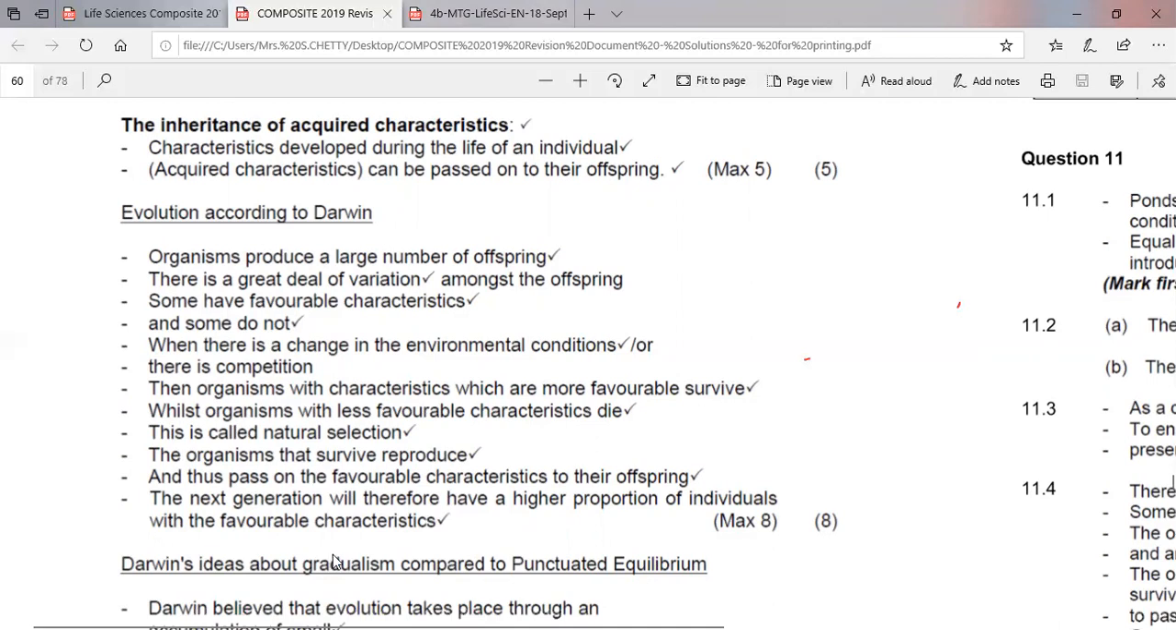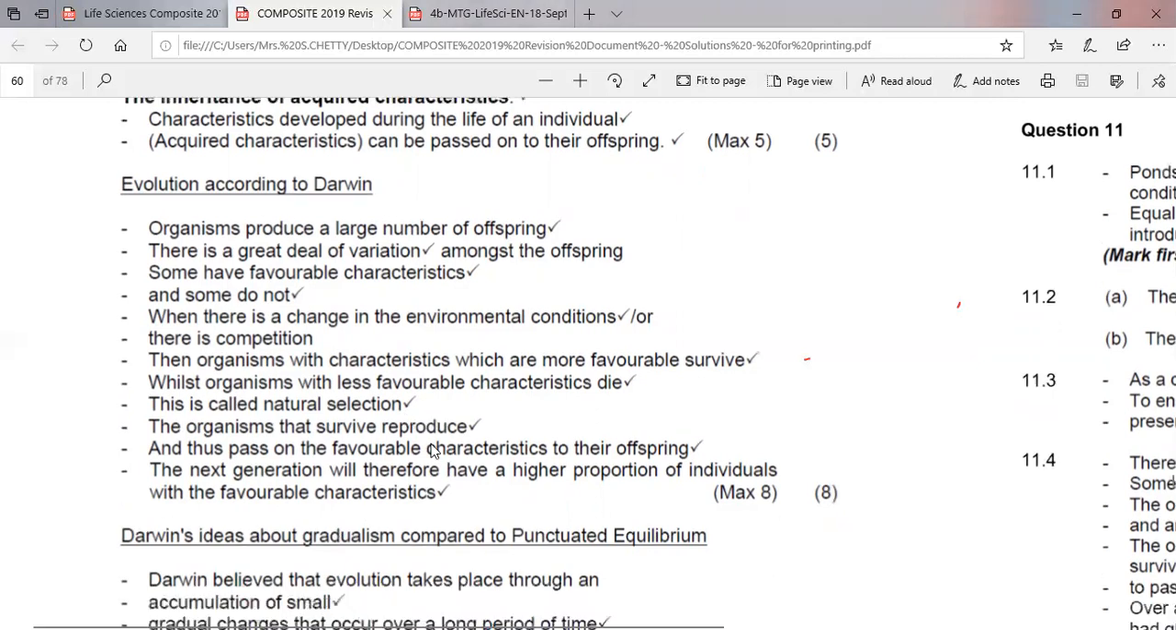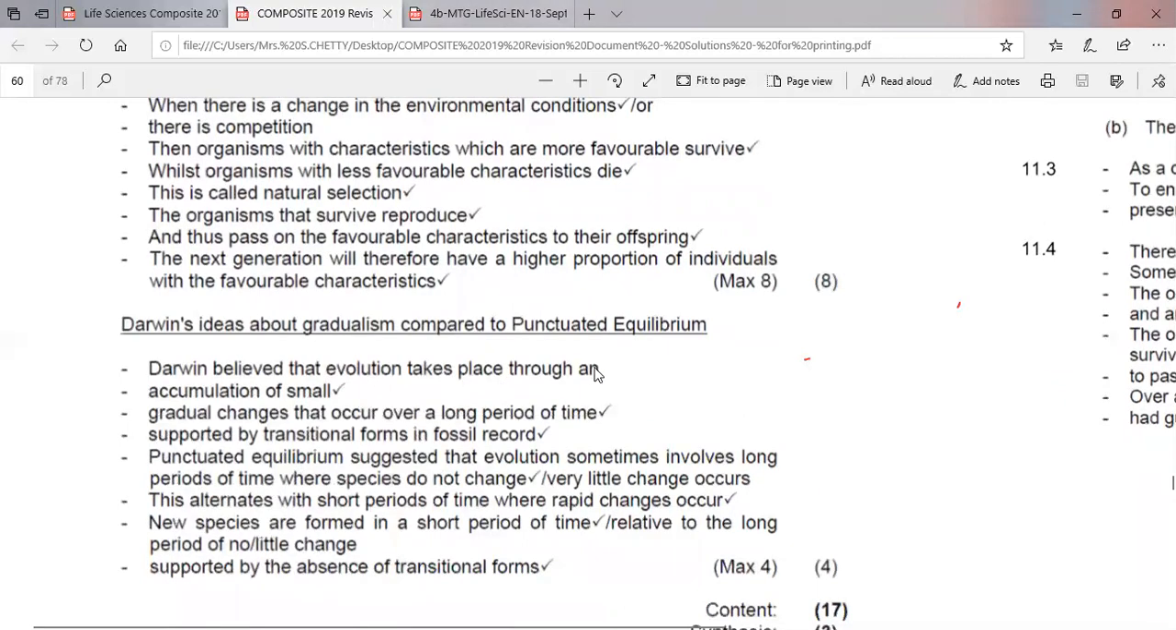Because they are gradual, very slow and small changes occurring over a long period of time. So Darwin believed that evolution takes place through an accumulation of small, gradual changes that occur over a long period of time, supported by transitional fossils. They say Darwin's is supported by transitional fossils, and then punctuated equilibrium is supported by a lack of transitional fossils.